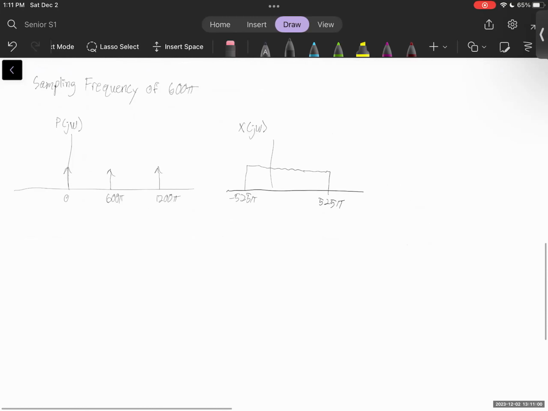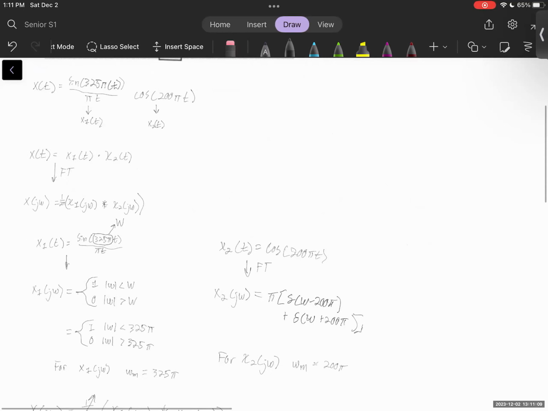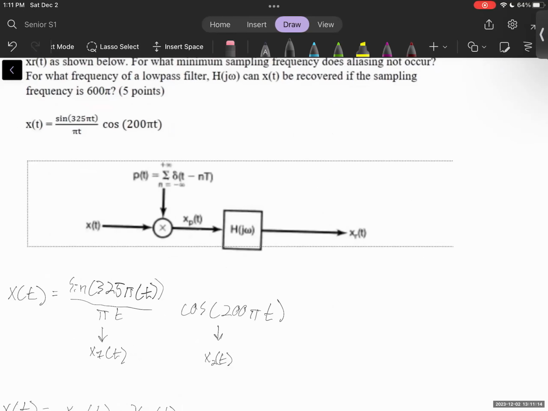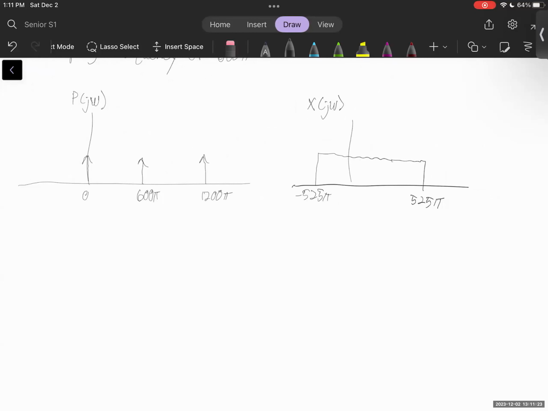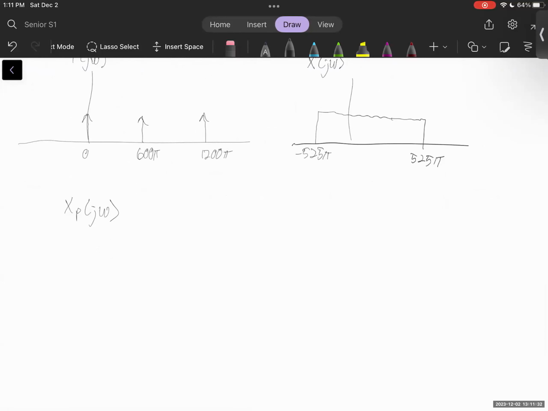All right. So now, when we do this sampling, what we're essentially doing is we're convolving these two functions, which means once we have these convolved, we're gonna have XP of T, which is our sampled signal, right? So let's examine what happens to XP of J omega. When we sample this signal, we're gonna get a copy of it centered on each of these delta functions, or impulse functions, right? So we're gonna have one centered around zero, and then let's say this is 600 pi. We're gonna have another centered around 600 pi. Then we're gonna have another centered at 1200 pi.